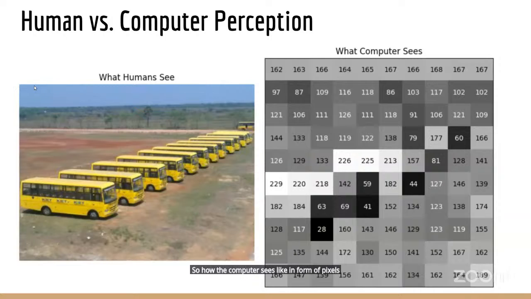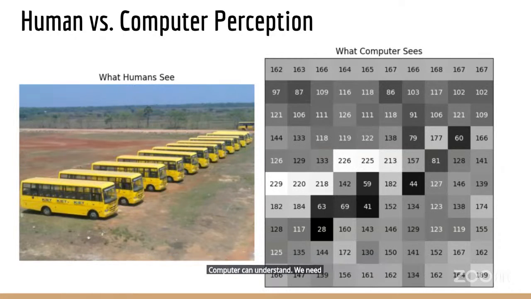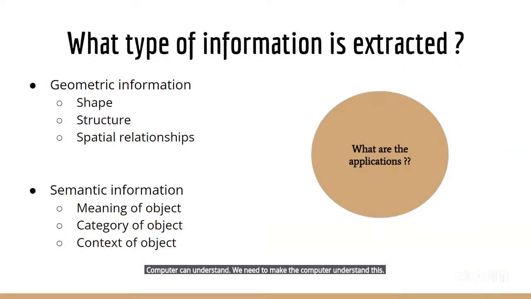So this background is of 162 pixels. Like that, the computer visualizes and understands what is there in the image. Like what information is there in the image, the computer can understand. We need to make the computer understand this. So what type of information needs to be extracted?